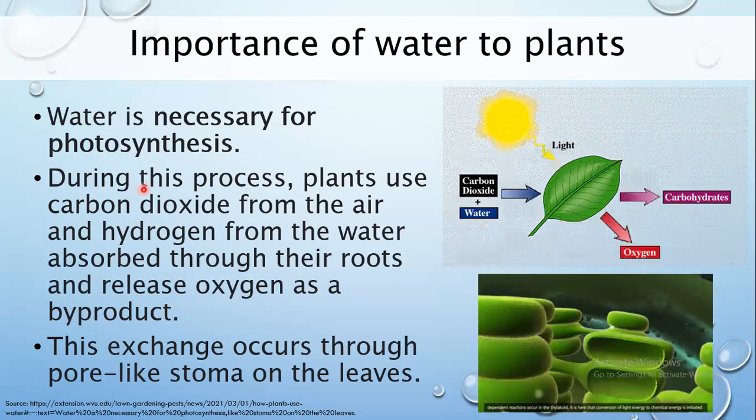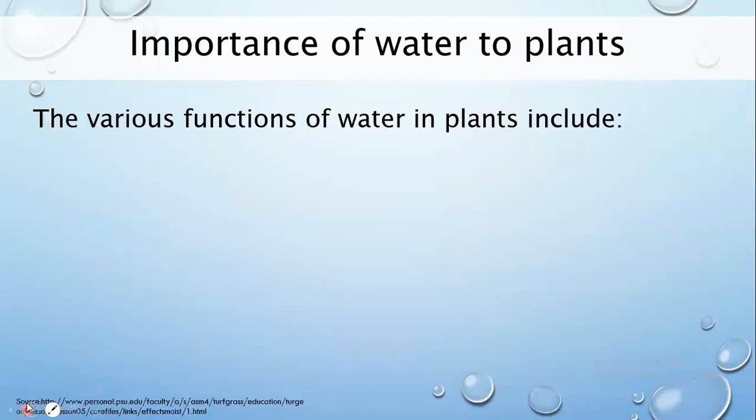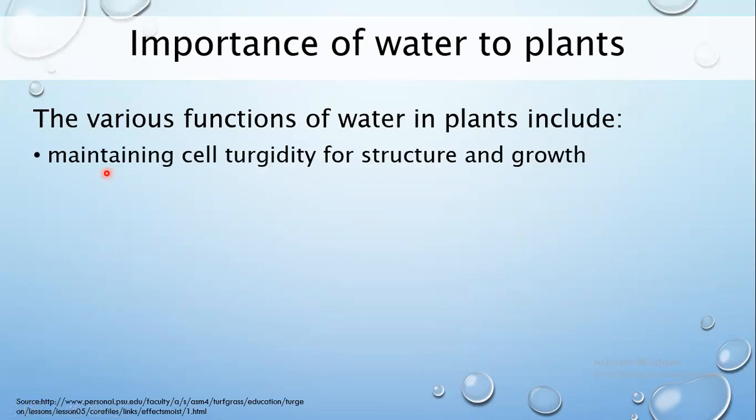So during this process, the plants use carbon dioxide from the air and hydrogen from the water absorbed through their roots and release oxygen as a byproduct. And that is because of the water. So this exchange occurs through the pore-like stomata of the leaves. So this is one of the importance of water to plants. Another is that we have various functions in the plant body that needs water. Example, we have maintaining the cell turgidity for growth and structure.